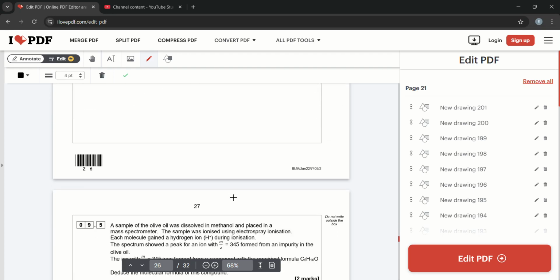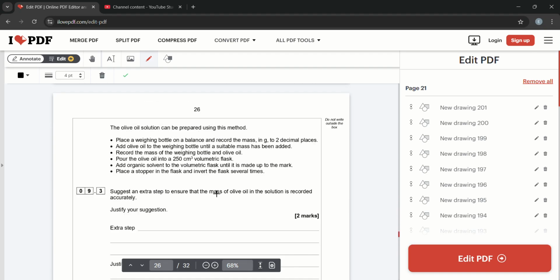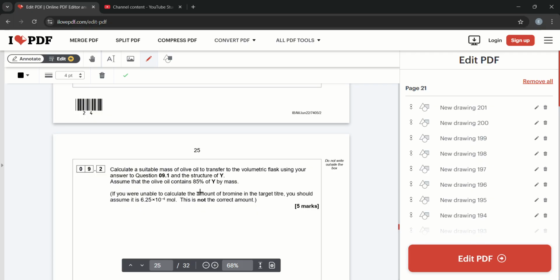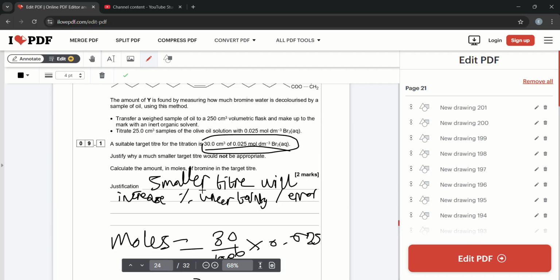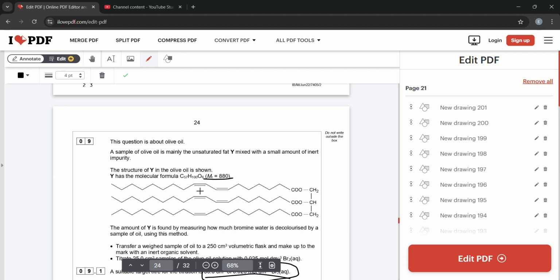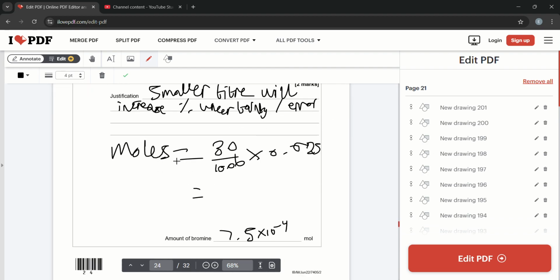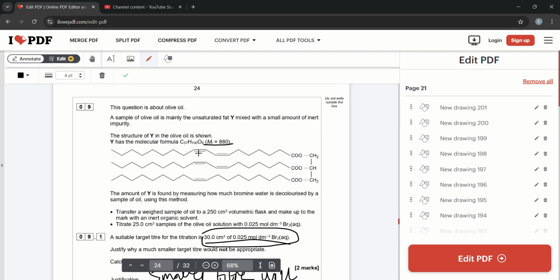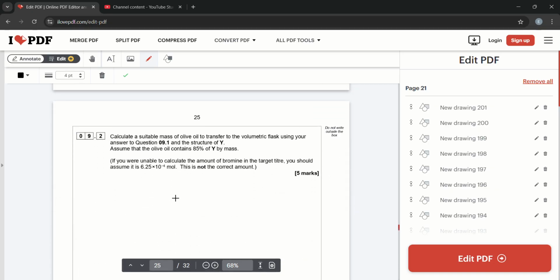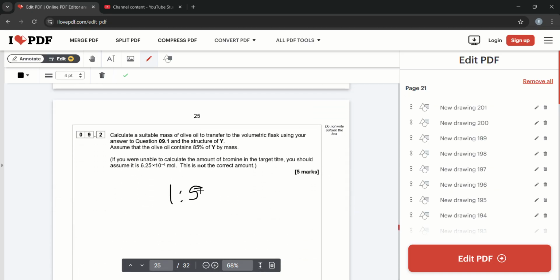9.2 says calculate a suitable mass of olive oil to transfer to the volumetric flask using the answer to question 9.1 and the structure of Y. Well, we know Y reacts with bromine. If the bromine reacts with it, we're going to add Br2 five times. So we're going to get a 1 to 5 ratio of Y to bromine when it does react.